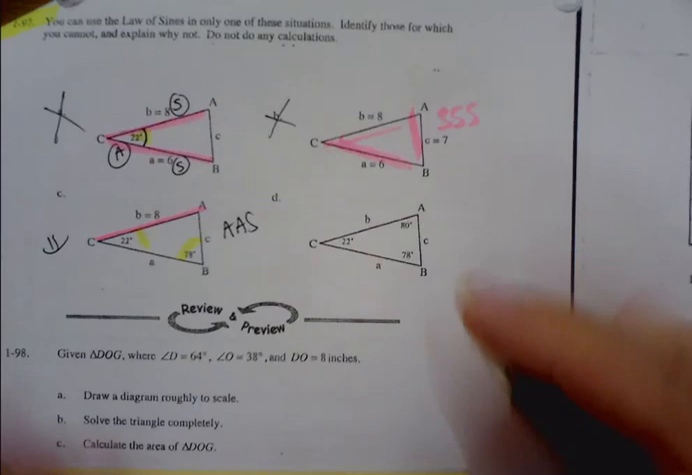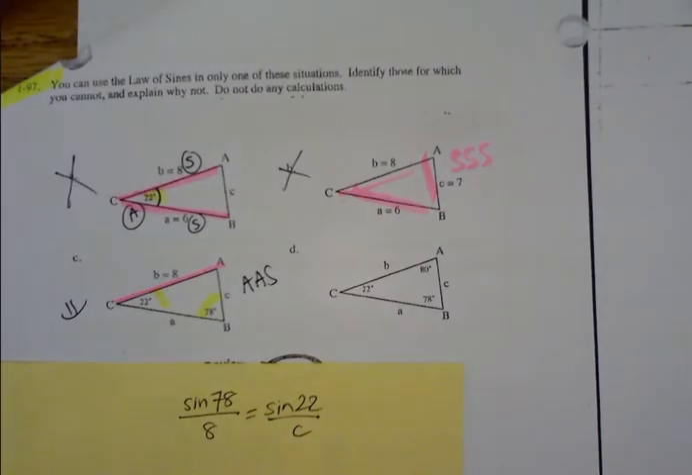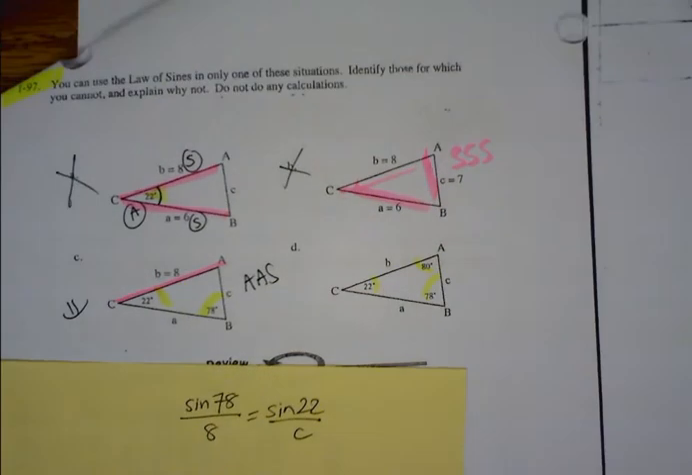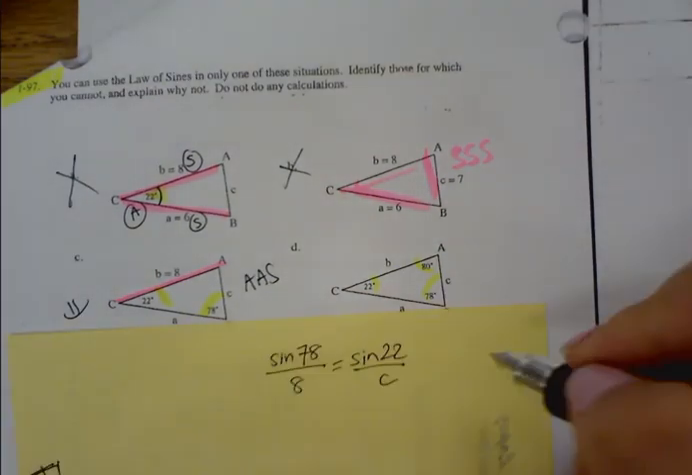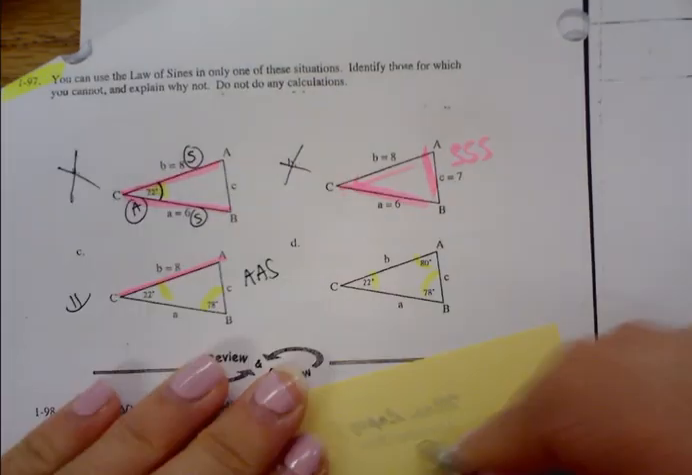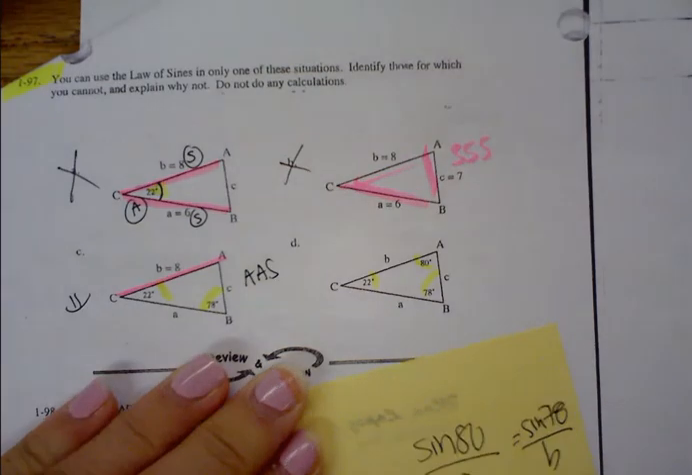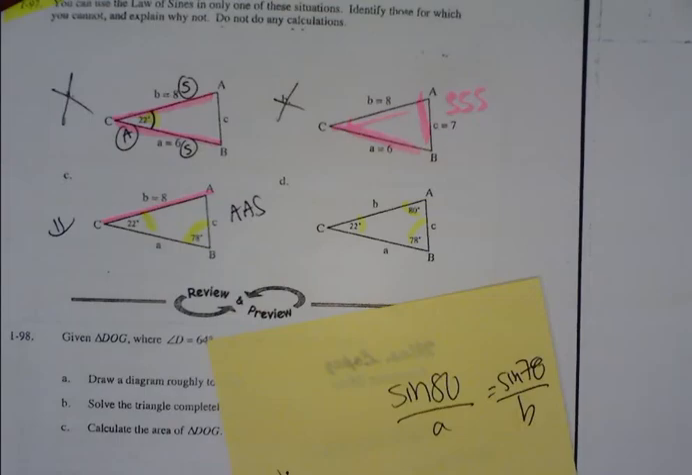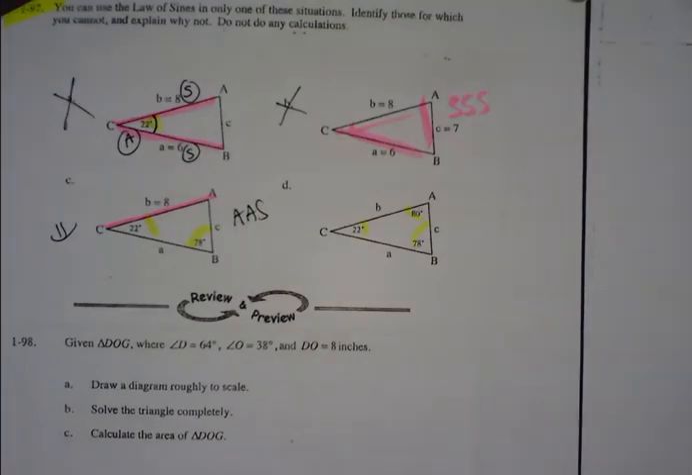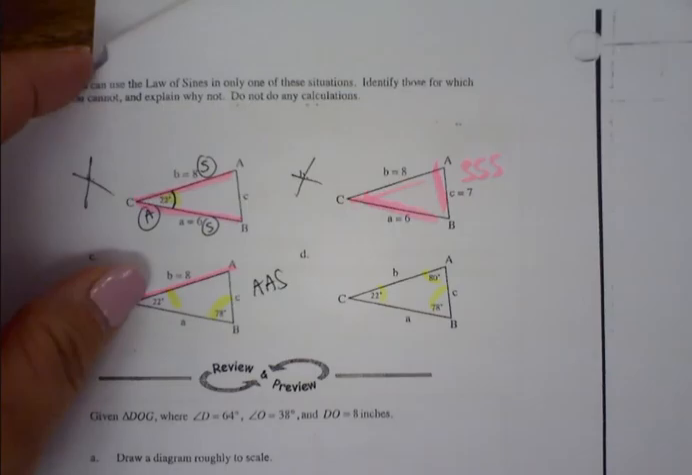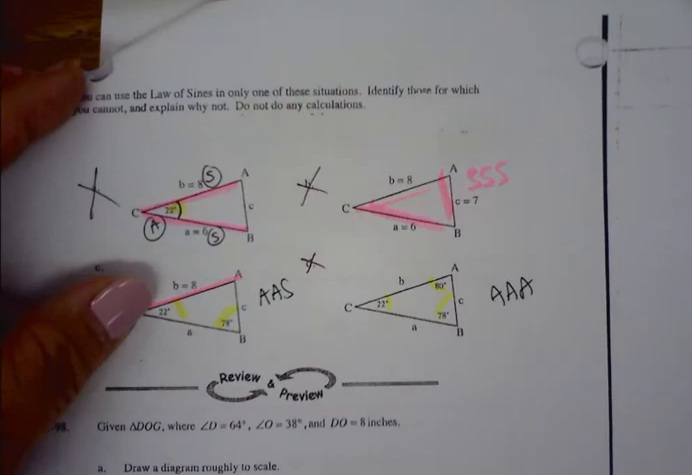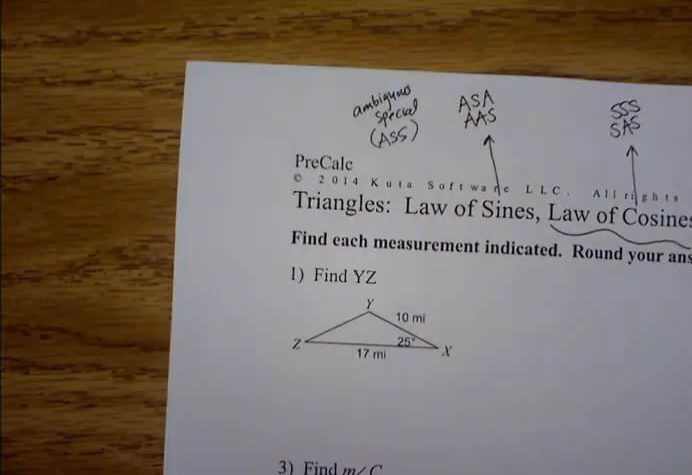What about this one? What do I have here? I have angle, angle, angle, triple A. Can I do it? No, because I would set it up like sine of 80 over A equals sine of 78 over B, and then what? I have two unknowns, right? So you guys get it? So in that case, for question B, it cannot be determined. So law of sines works for what, you guys? ASA and AAS.